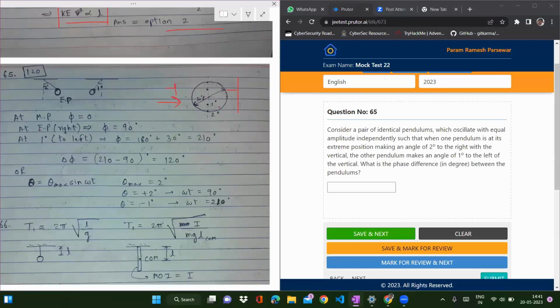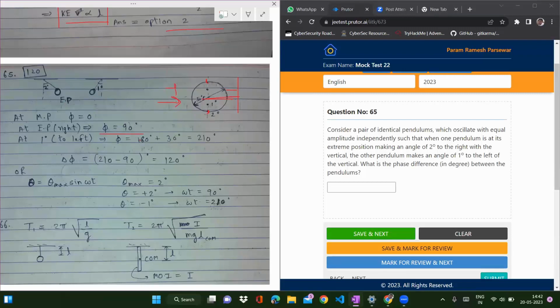So here we consider this as 0 degree. At 0 degree we will consider the mean position, the right extreme position will be at 90 degrees at the top, and the left extreme position will be at 270 degrees here. So as it is given that the first pendulum is at the 2 degree extreme position, right?